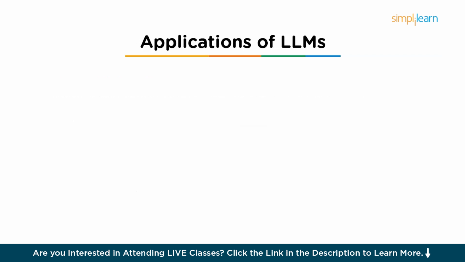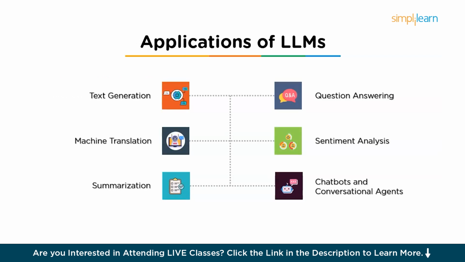So now let's see some of the applications of LLMs. It can be used in text generation. LLMs can generate high quality, human-like text for a variety of purposes, such as article writing, creative writing, and advertising. It can be used in machine translation. LLMs like GPT-3 and BERT are used in automatic translation systems, providing accurate translations between languages without requiring a direct mapping. Then it is also used in summarization. LLMs are used to generate summaries of long documents, articles, or books. Then it's also used in question answering.